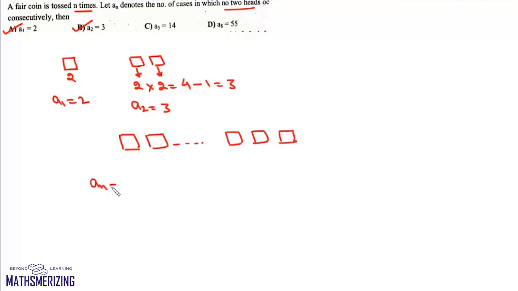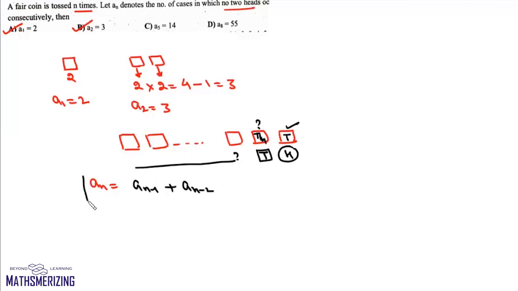And it is given by A_n. Now on this nth toss, it could be either tails here or it could be heads here. Now if it is tails here, then here it can be either tails or heads. So it is nothing but A_(n-1). And if we have got heads here, we know that it will be definitely tails here. Here it could be either tails or heads. So this is nothing but A_(n-2). So we get this recurring relation that A_n is equal to A_(n-1) plus A_(n-2). Now with these A1 and A2 we can generate the sequence.